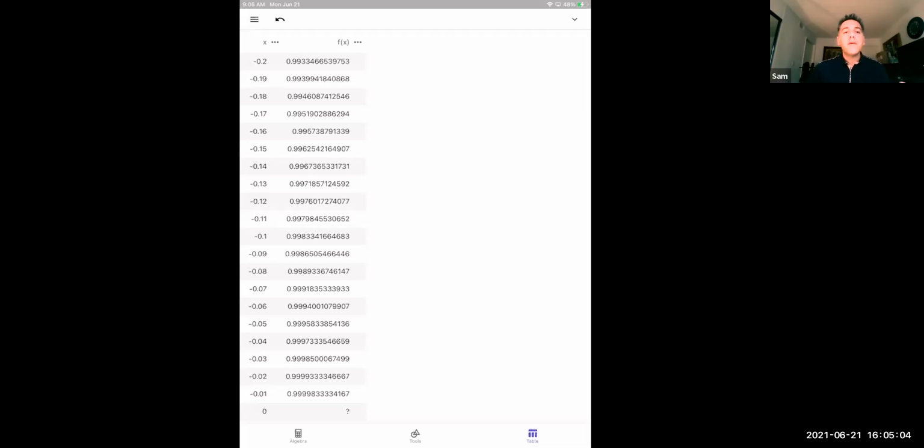But around 0, so we are right here around 0, the values of y are around 1. When x is around 0, y is around 1, although y is undefined when x is 0.